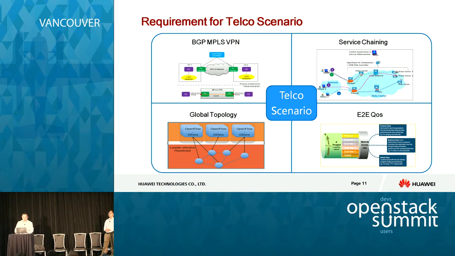Okay, here are some use cases we get from our various customers. Here I will give four use cases. One is BGP MPLS VPN, second one is service chaining, and third one is global topology. And fourth one would be E2E queue guaranteeing for virtual network.